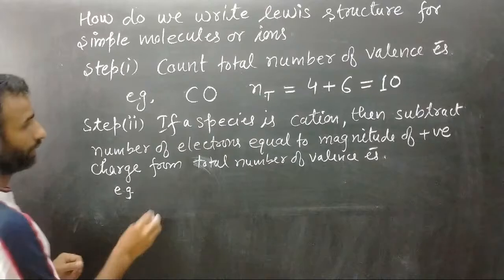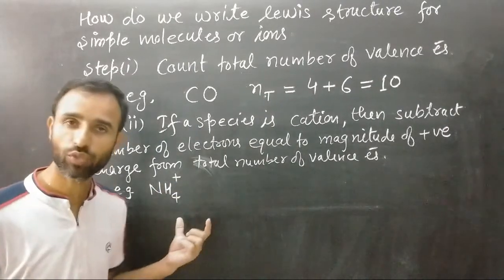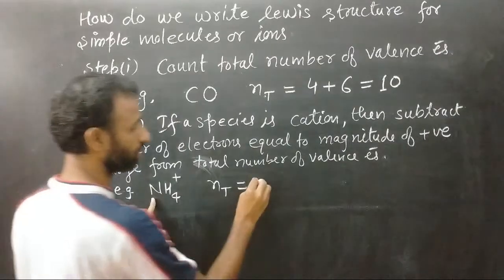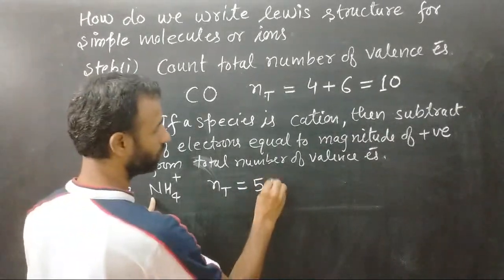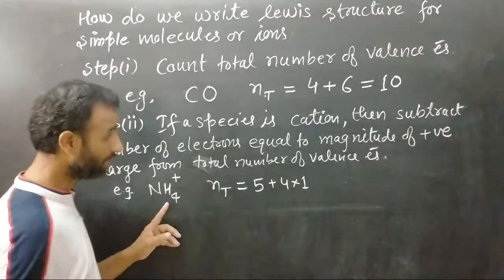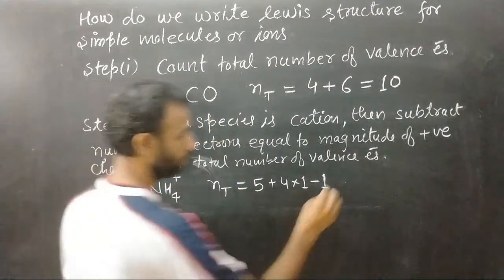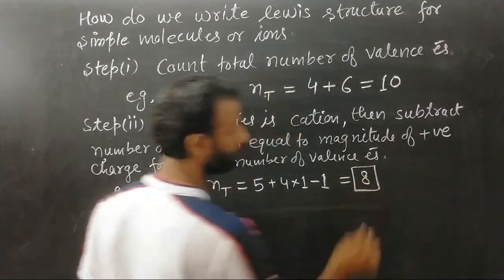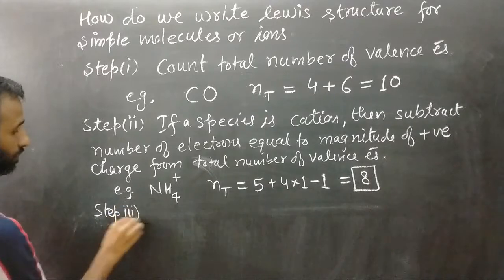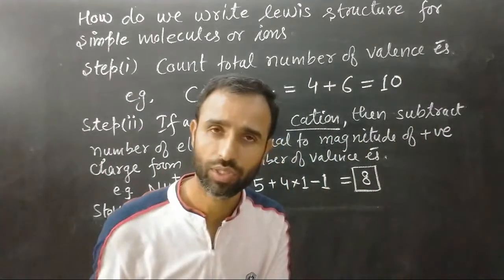For example, if we have NH4 1 plus, to calculate the total valence electrons, nitrogen has 5 valence electrons. Each hydrogen has 1, but there are 4 hydrogens, so 4 into 1, and the magnitude of positive charge is 1. So subtract 1 from it. So the total number of valence electrons comes out to be 8. Okay. Step 3. If it is not a cation, we will skip step 2.